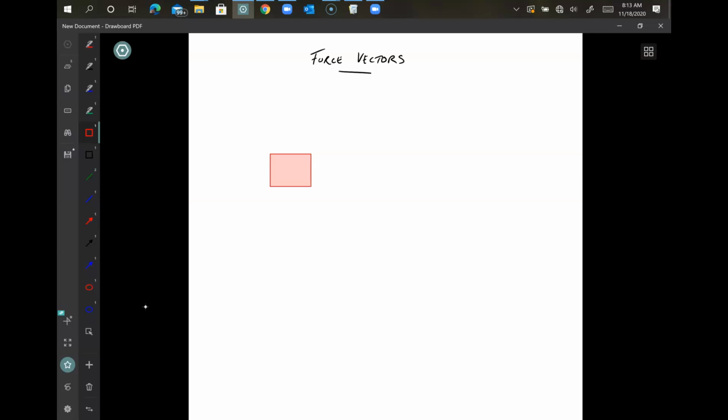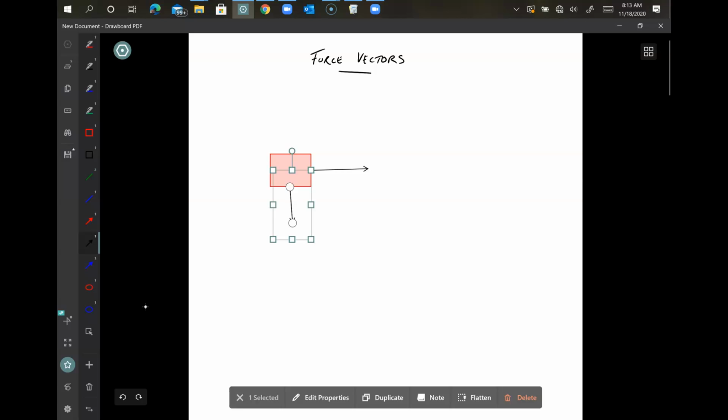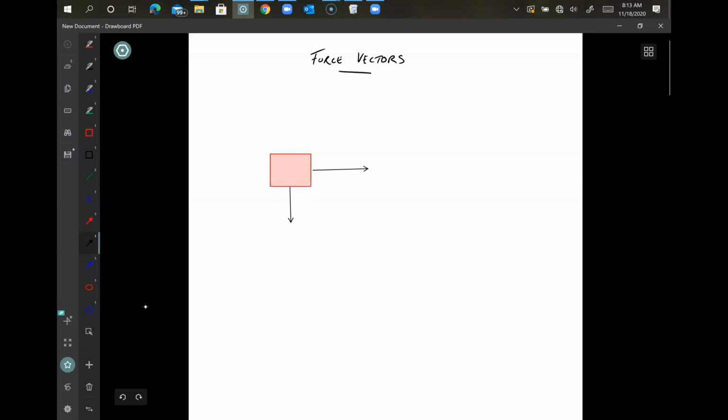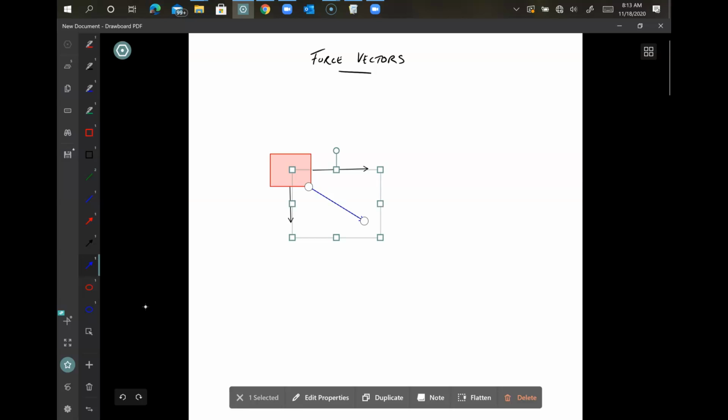So let's look at a quick example here. If I have a box that is experiencing two forces simultaneously, then just your knowledge of the world and how the world works tells you that that box is going to move in a bit of a diagonal, right? It's going to go off in this direction.